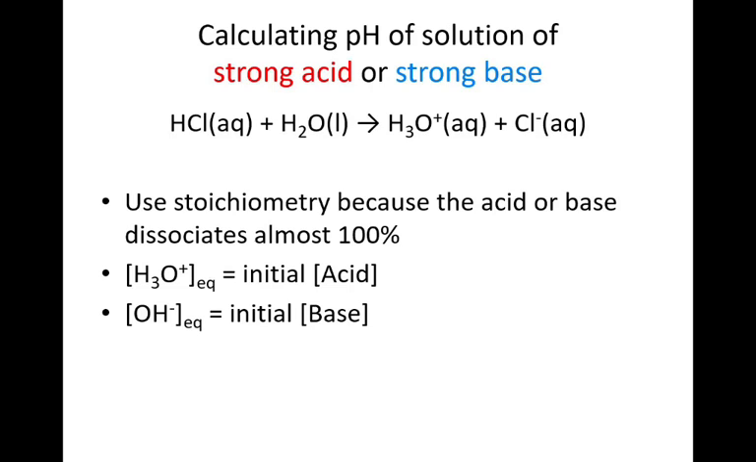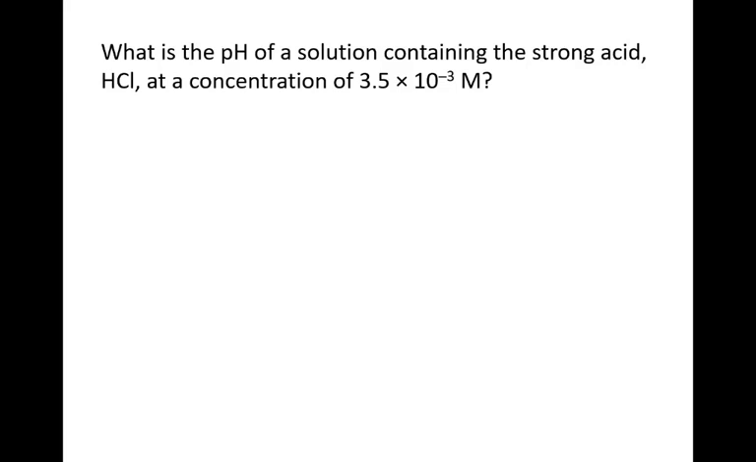Because the acid or base dissociates completely, the reaction functionally is so far to the product side that we don't need to account for equilibrium. So that means that the H3O plus concentration will equal the initial acid concentration, or the OH minus concentration will equal the initial base concentration. So let's see how this works.